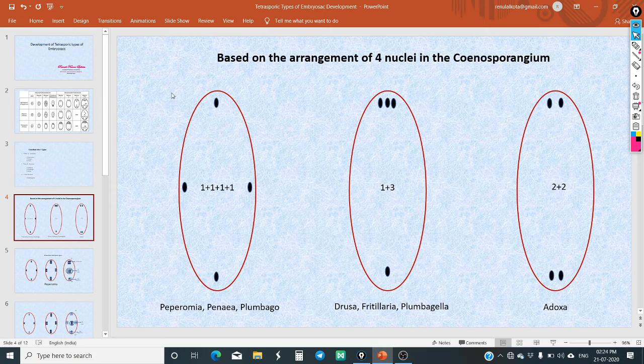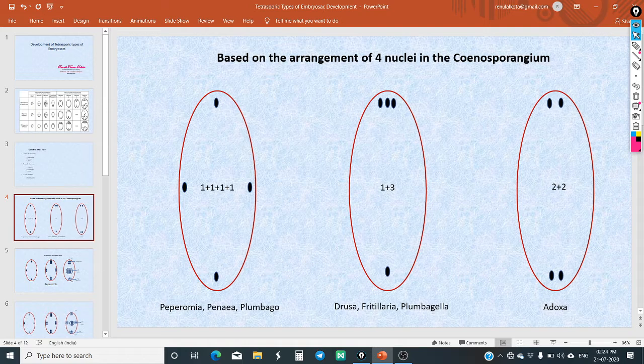So, based on the arrangement of these 4 nuclei in this coenosporangium, three different types of coenosporangia are seen. See, here a 1 plus 1 plus 1 plus 1 arrangement of nuclei is seen.